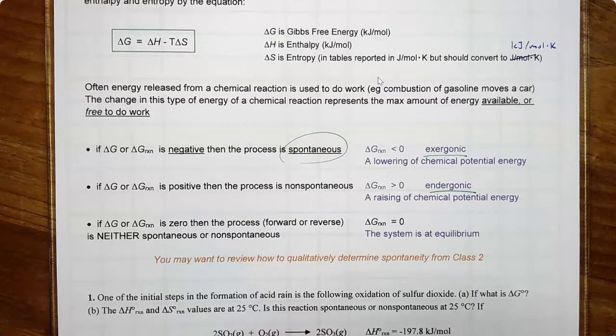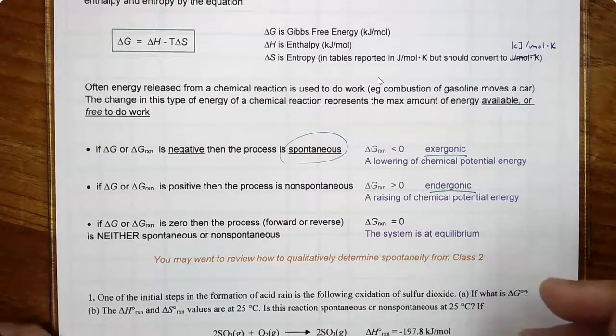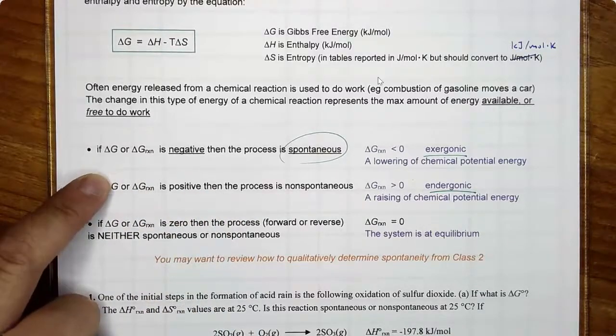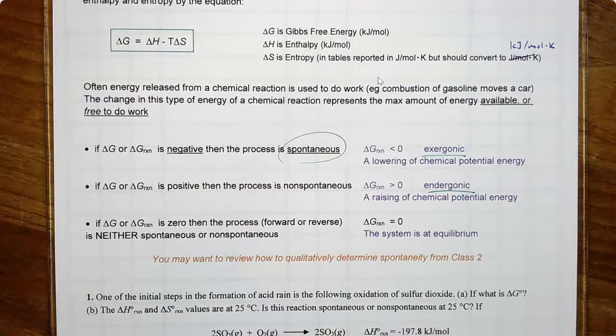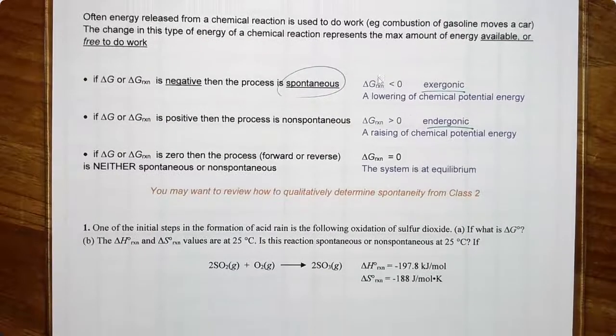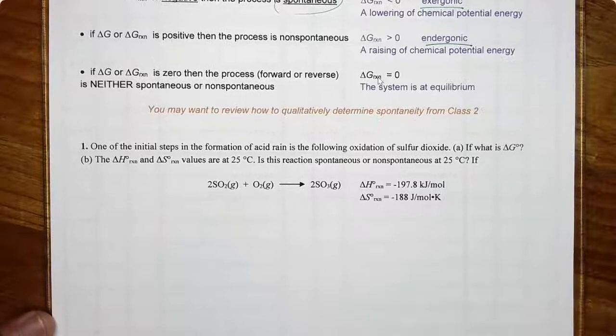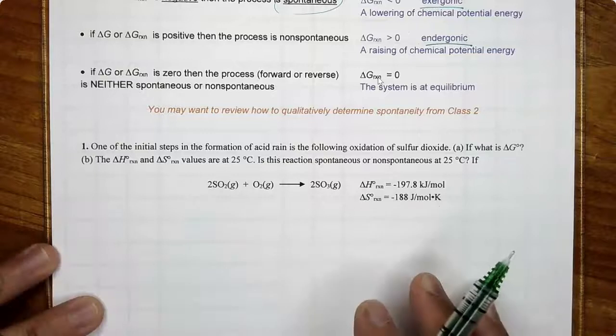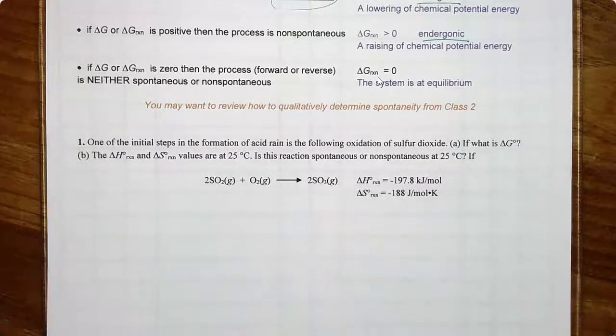Now you may want to review spontaneity and how to determine that qualitatively. But now, since we have these two rules, we can determine spontaneity quantitatively by calculating delta G. Let's take a look at a first problem, and we are going to use that equation. Let's read it first, actually. One of the initial steps in the formation of acid rain is the following oxidation of sulfur dioxide.